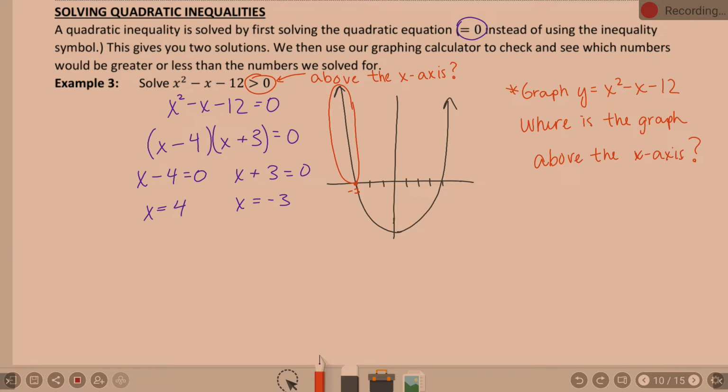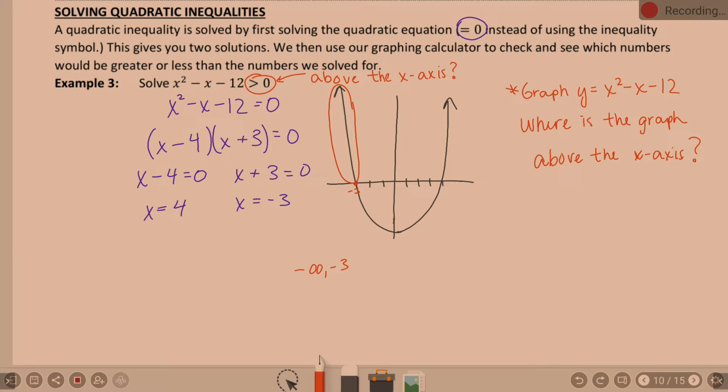So one of the answers that Jaron just gave is negative infinity to negative 3. Because right here, where is it above the x-axis? It starts being above the x-axis way up and way left, yes? Way left means negative infinity. When does it stop being above the x-axis?